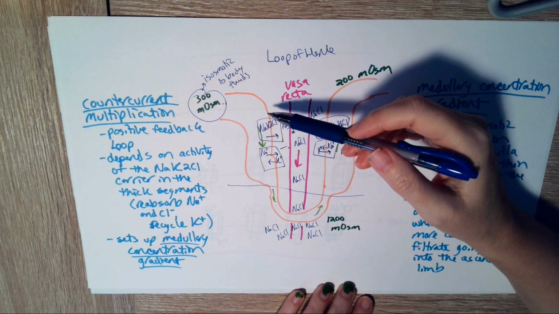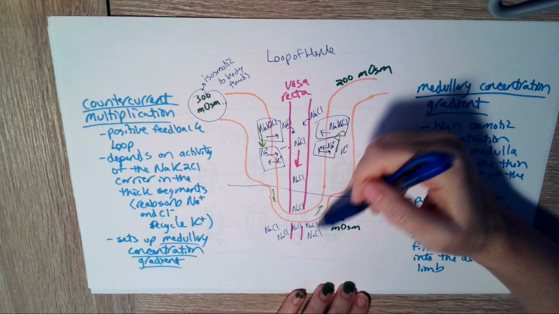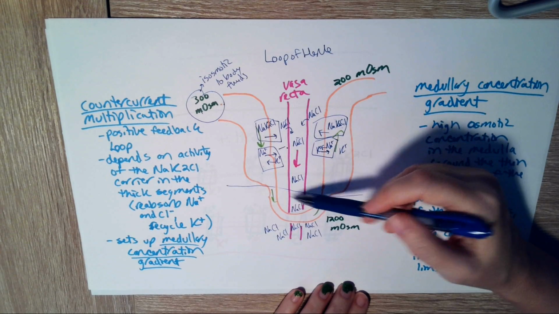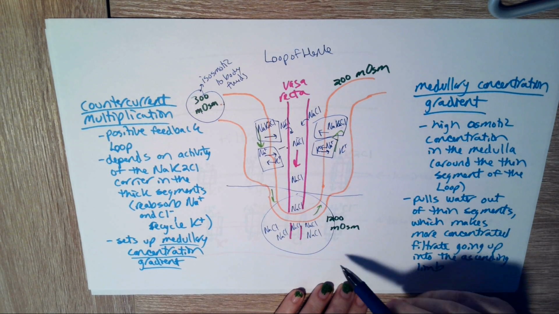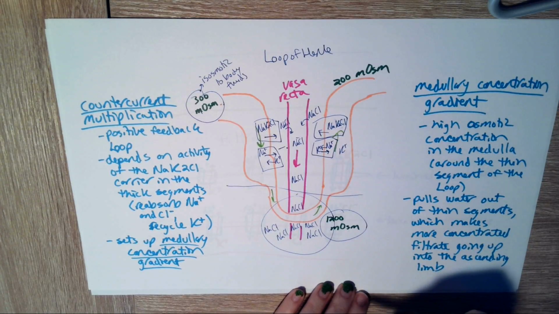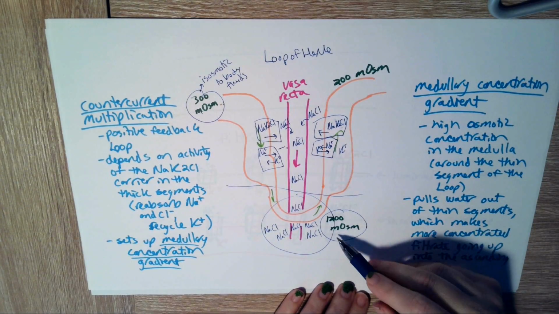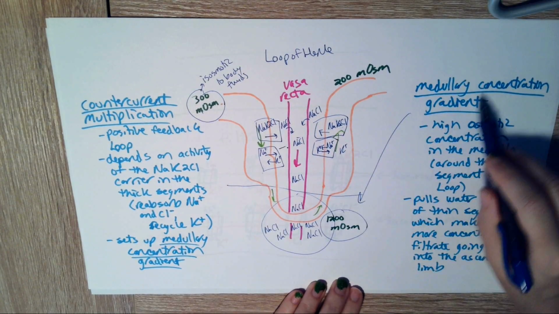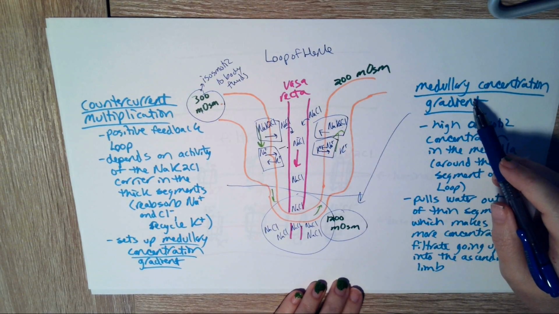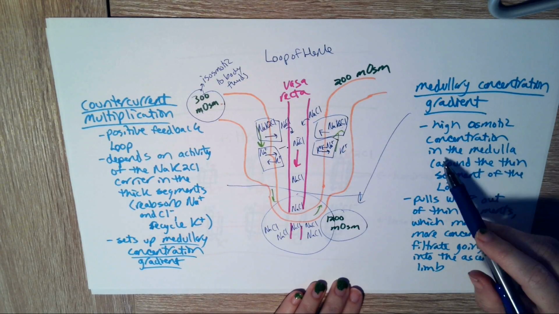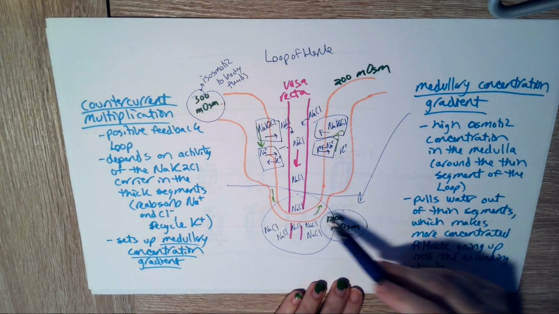Now as you go down here, all this salt that you have just pulled out of the filtrate and condensed in this one little area down here in the medulla has made it so salty that it is about 1200 milliosmoles. So super, super salty, right? This is what is called the medullary concentration gradient. It just means that you have a high osmotic concentration in the medulla around the thin segment of the loop.